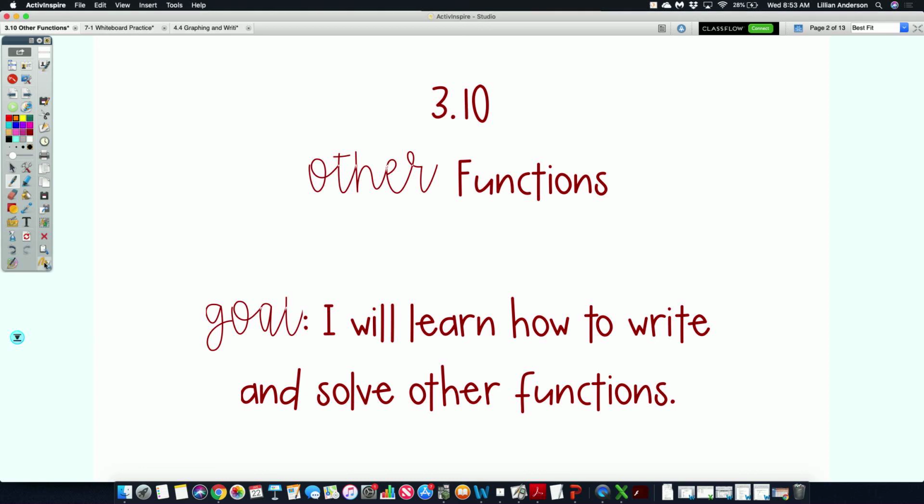Today we are going to be finishing up the other types of polynomial functions and power functions that don't classify into quadratics or linear functions or exponential ones, hence why they're titled other functions. So you all are going to learn how to write and solve other functions today. Pretty straightforward, pretty simple. So let's get started.